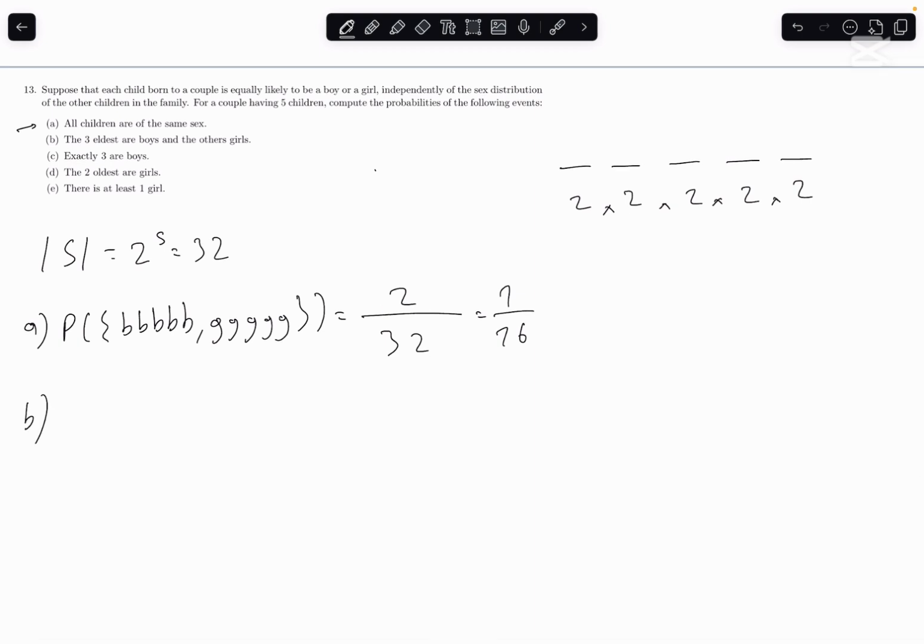In section B, the 3 eldest are boys and the others girls. So we know the exact sequence in this section, so it's simpler. The first 2 are girls and the last 3 are boys. Of course, the probability is going to be 1 divided by 32.